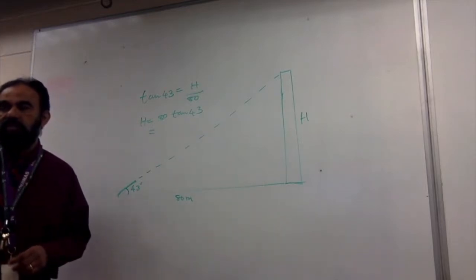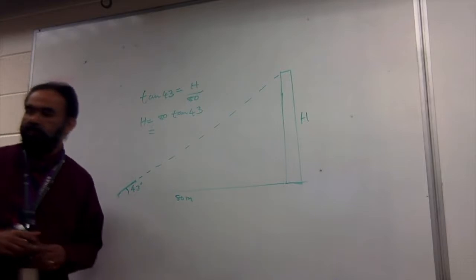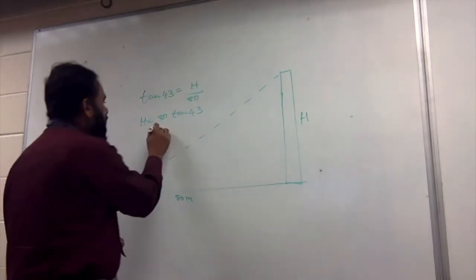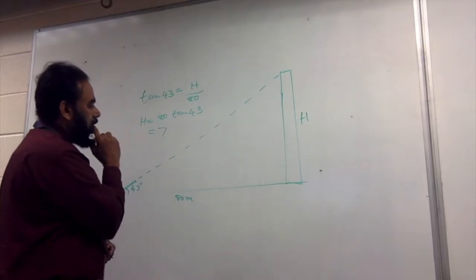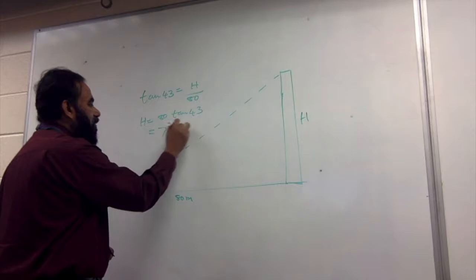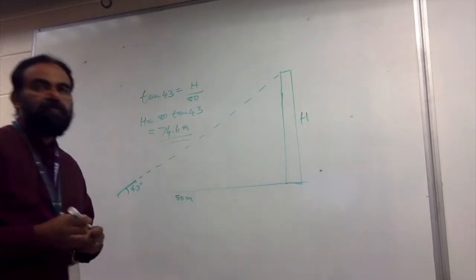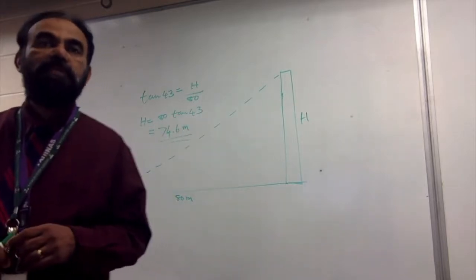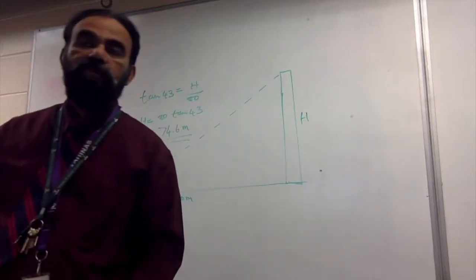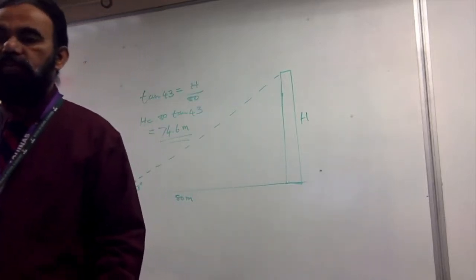Every time make sure it is in degrees. 74. Yeah, that's right. 74.6 meters. That's exactly the height of the building. You didn't even touch the building, but you got the height of the building. This is purely a trigonometric approach.